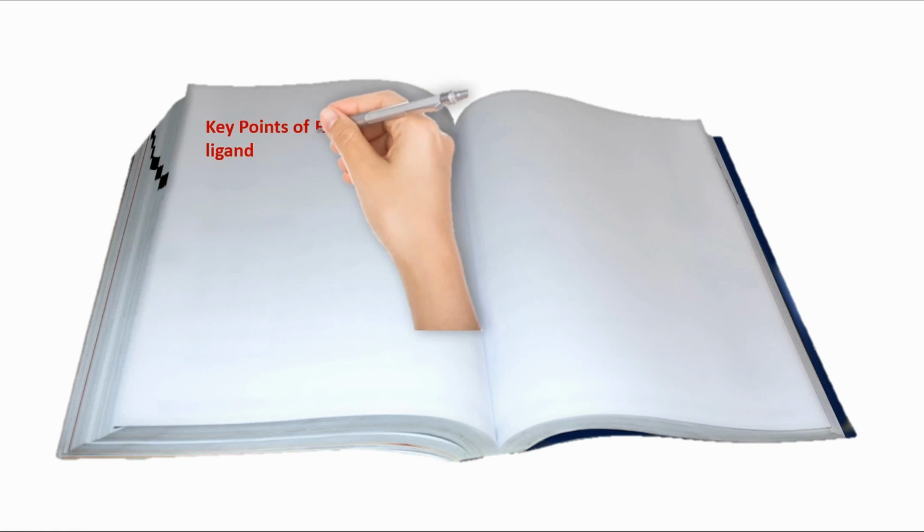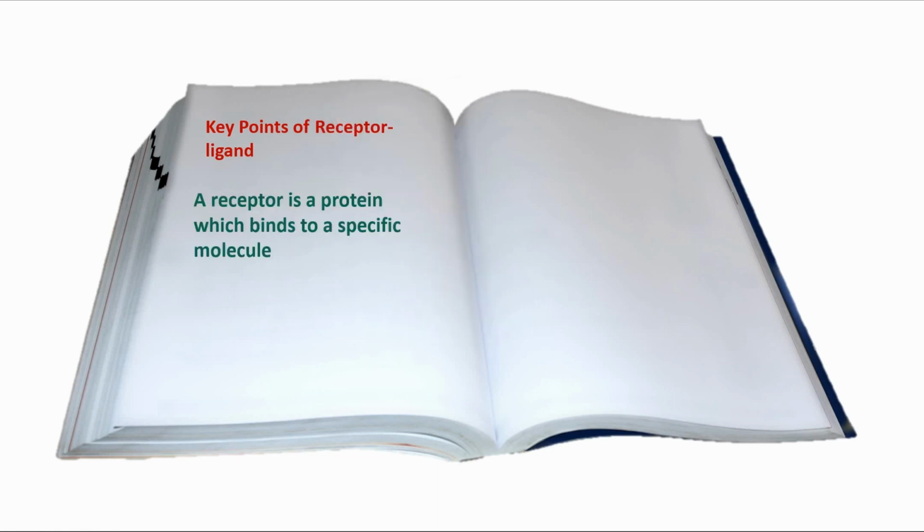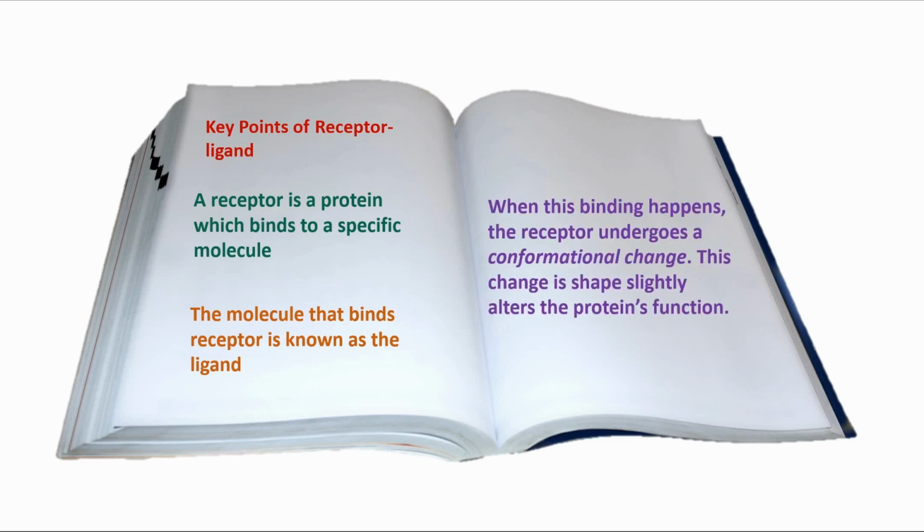Key points of receptor ligand. A receptor is a protein which binds to the specific molecule. The molecule that binds a receptor is known as a ligand. When this binding happens, the receptor undergoes a conformational change. This change in its shape slightly alters the protein's function.